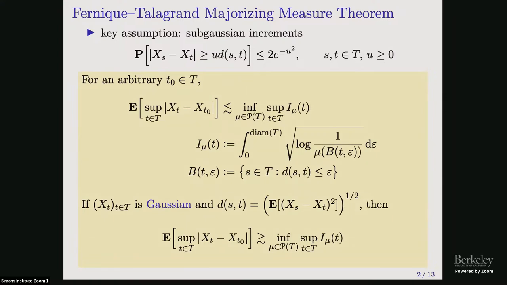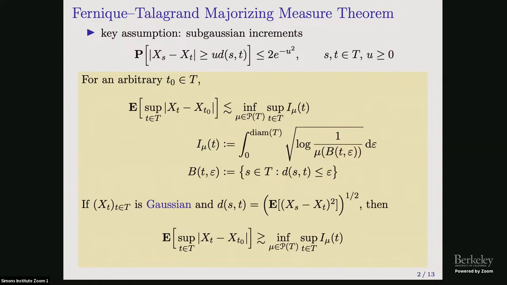So here, this t_0 is just a nice trick. If there's no absolute value here, you just subtract a fixed t_0, then the supremum of X_t minus X_t_0 is always non-negative. Because this expected supremum is always non-negative, but then at least you're dealing with a bunch of non-negative random variables.